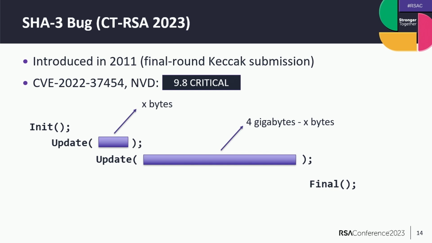What you have is, if you're calling init update update final, where the first update is a certain number of bytes x, and then the next update is going to be 4 gigabytes minus this value of x.